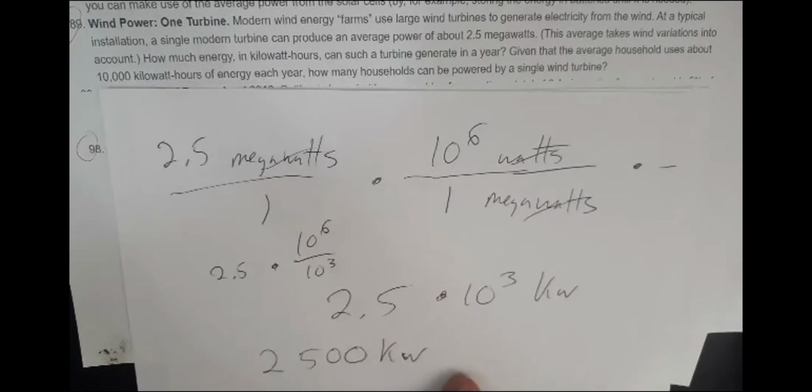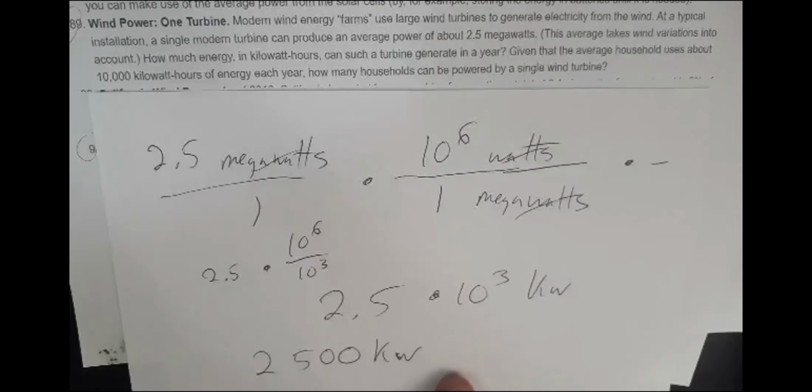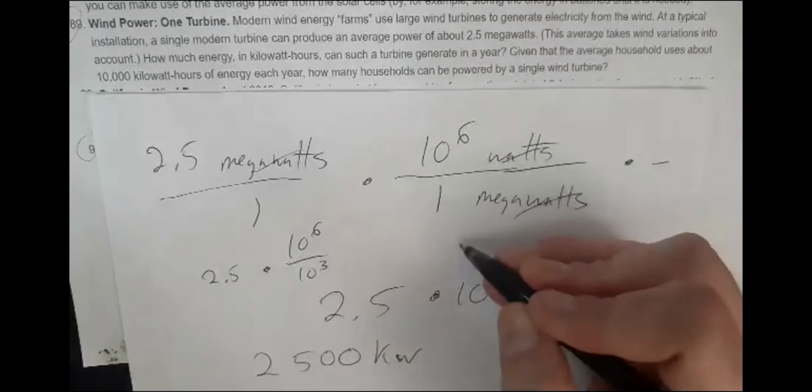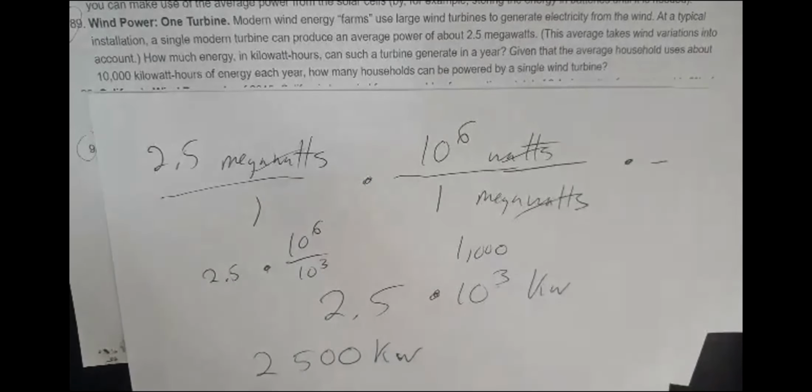So is that 2,500 kilowatts times 300? This is 10. This would be 1,000. Oh, 5,000 times 1,000. Yeah. 10 to the 3rd would be 1,000. 10 times 10, that's 100. Oh yeah, that's right. 100 times 10 is 1,000. That's where I got that from.